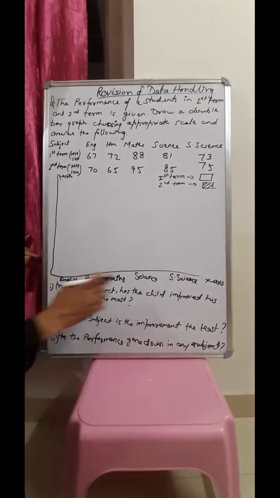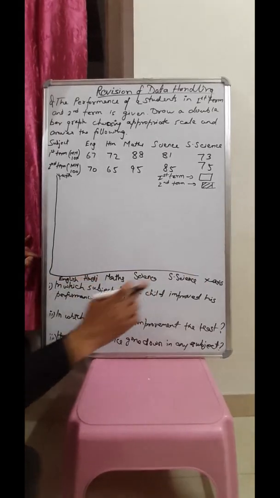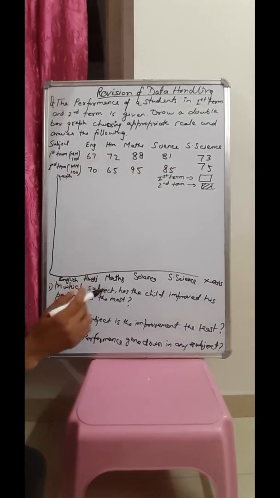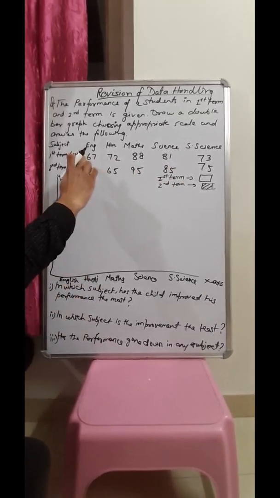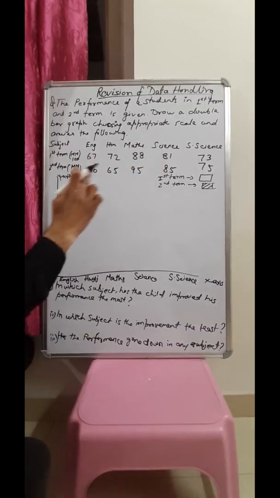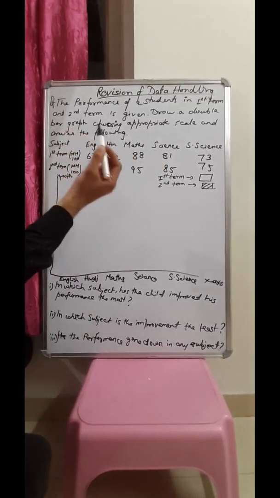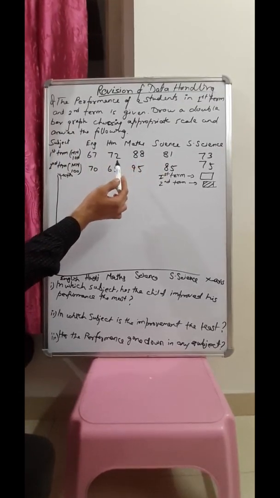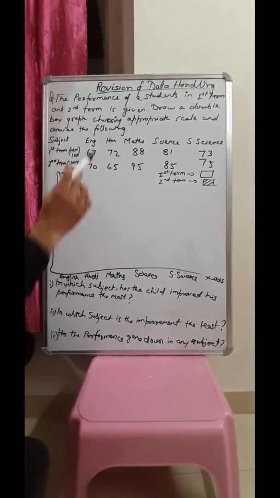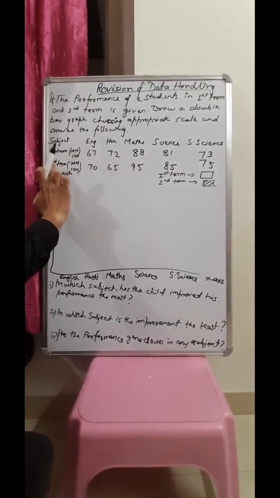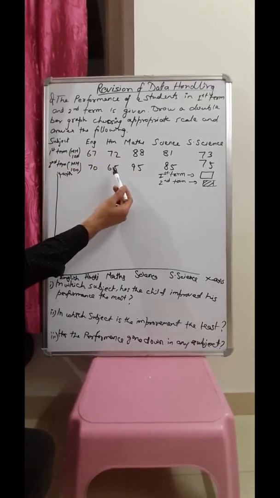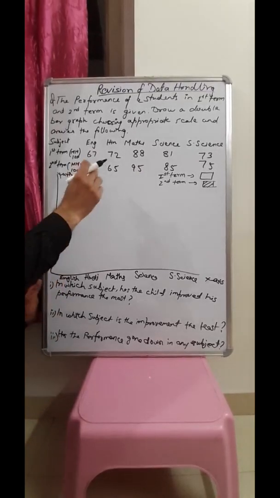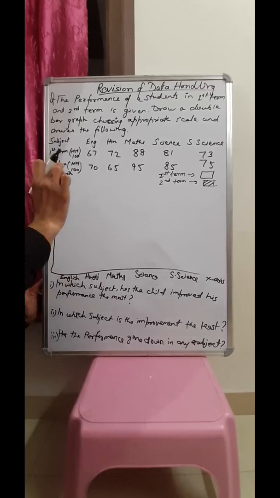So now here on the x-axis, I have put the names of the subjects, and on the y-axis I am going to put all these observations. So how are we going to put these observations on the y-axis? Here the smallest number is 65 and the greatest number is 95. So we are going to take both the first term and second term marks together, and the smallest is 65 and largest is 95. So I am going to start putting, and I am going to take the gap of 2, 2.